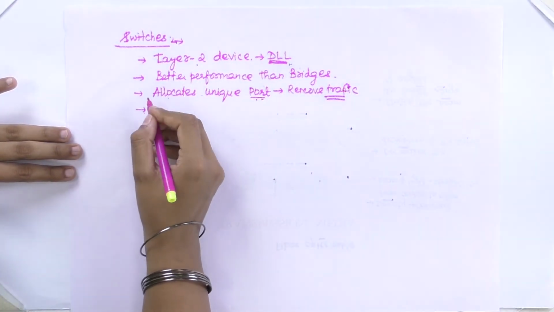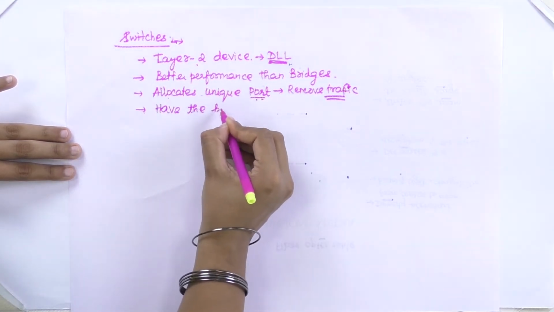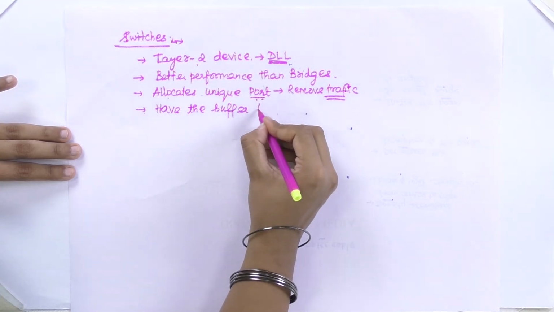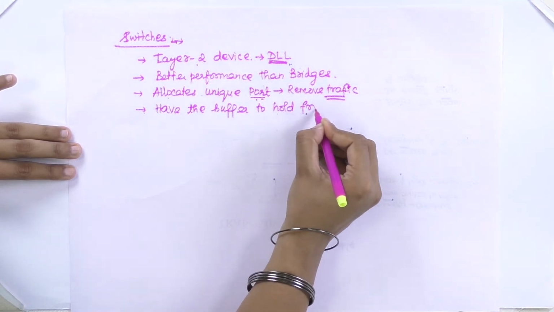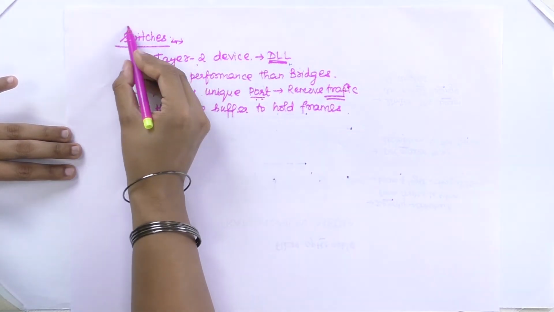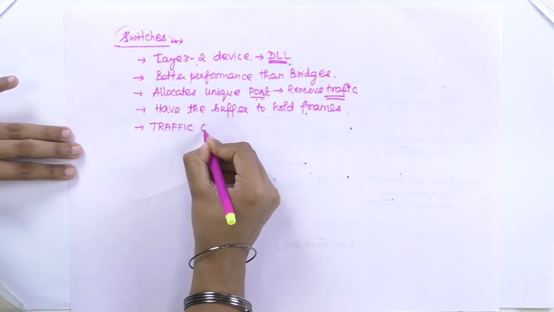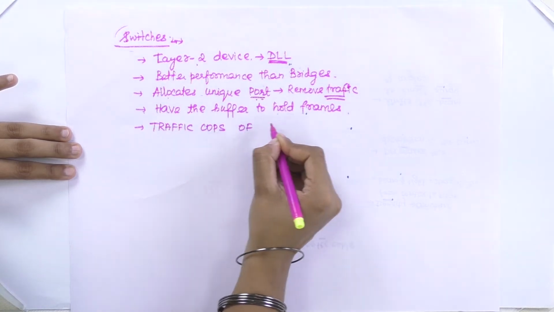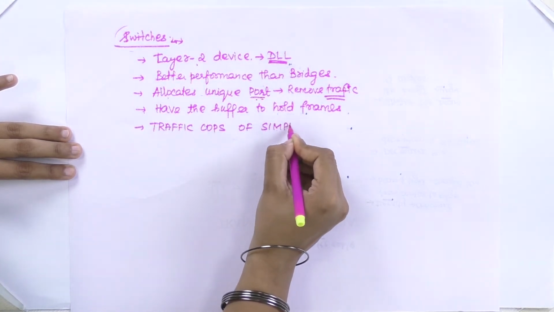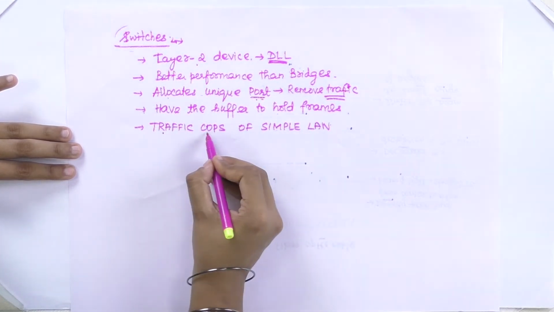The next point is that it has some buffer space to hold the frames. So actually the switch can be termed as the traffic cop of a simple LAN. What is the work of the cops? To check, to monitor. The same way your switch does.